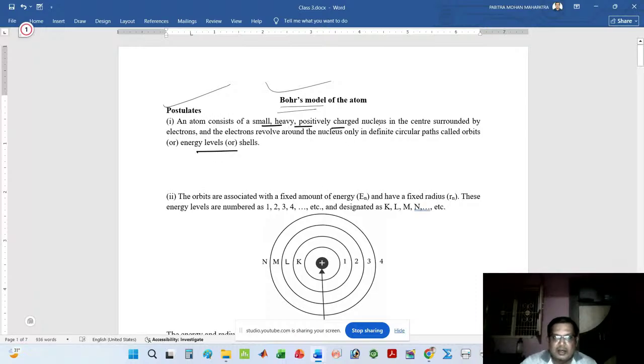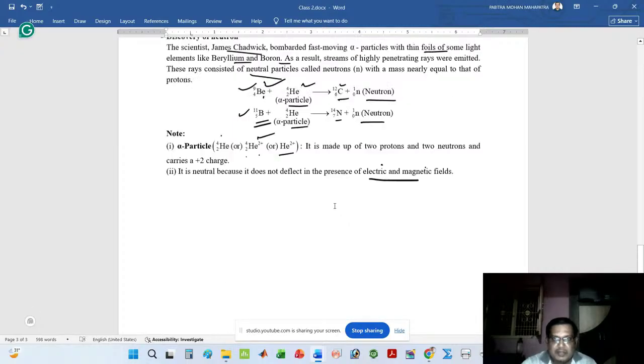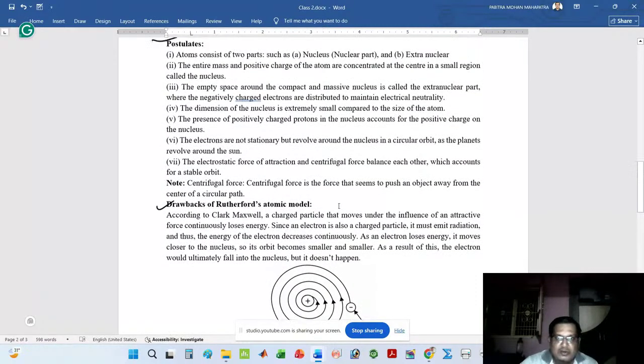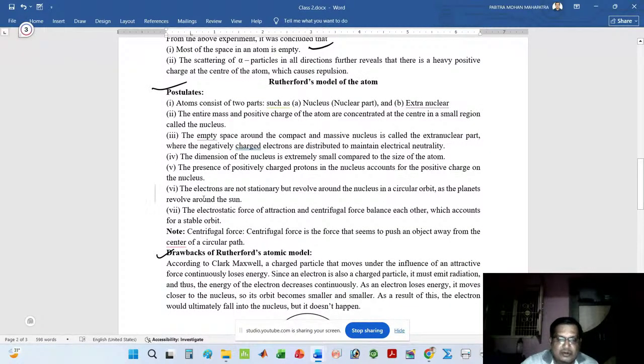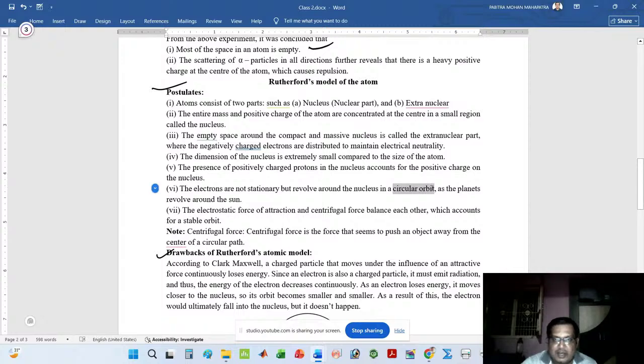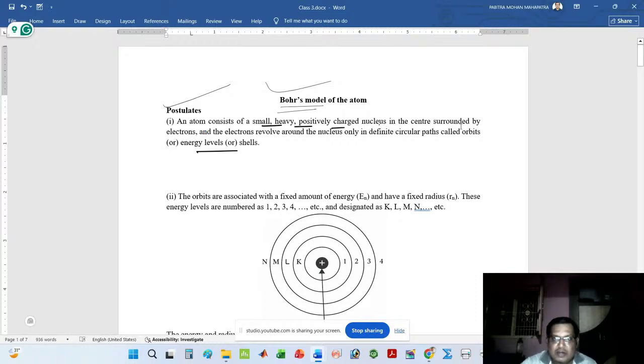Before going to the Bohr atomic model, Rutherford also gave some content regarding the rotation of the electron. Rutherford said that the electrons are not stationary but revolve around the nucleus in a circular orbit, as planets revolve around the sun. Here only a circular orbit is given. But in the Bohr atomic model, a definite circular orbit, a definite circular path, is given.